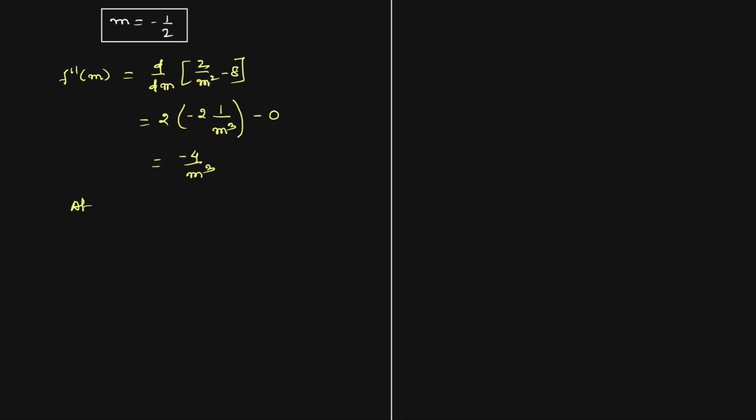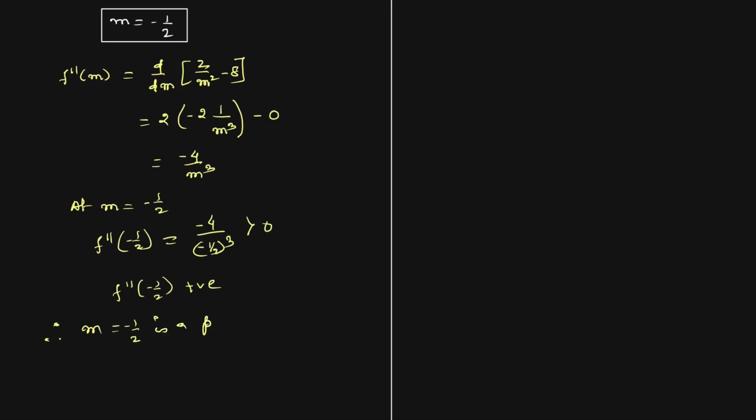So, at m equal to minus 1 by 2, f double dash of minus 1 by 2, we will get minus 4 divided by (minus 1 by 2) to the power 3, which gives a positive value. Therefore, f double dash at minus 1 by 2 is positive. Therefore, m equal to minus 1 by 2 is a point of minima.